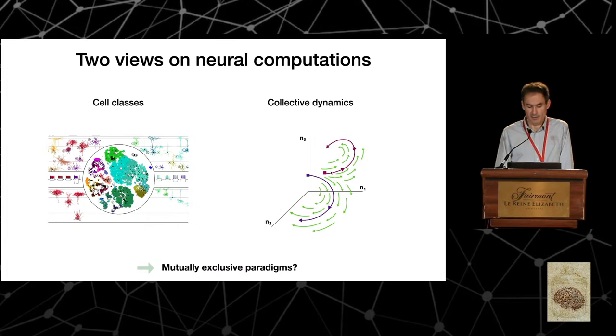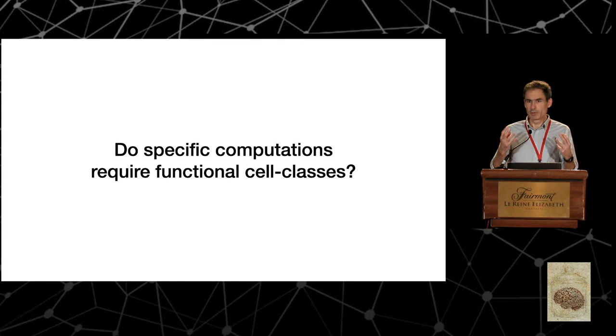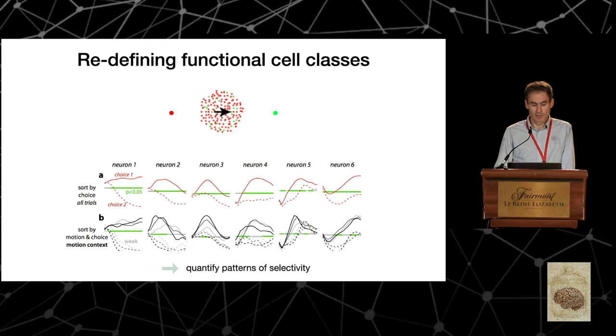the question we wanted to address is, do we ever need to think in terms of some concept of cell classes to understand how computations are performed? And to address this question, the first step is really that we need to have a meaningful concept of functional cell classes. What is clear, what I already told you, is that we need to give up the idea that individual neurons encode individual task variables. There's overwhelming evidence that neurons are mixed selective. But does this mean that the selectivity is completely random? Or could we still identify groups of neurons that share similar patterns of selectivity while still being mixed selective?